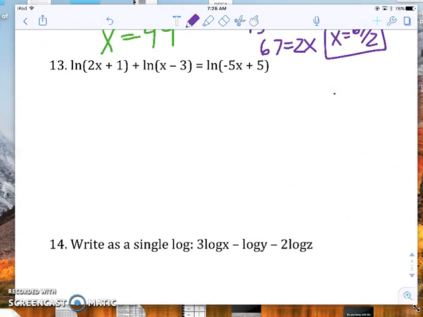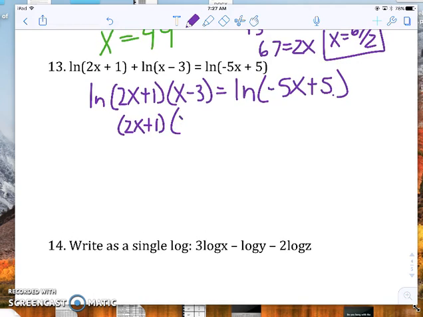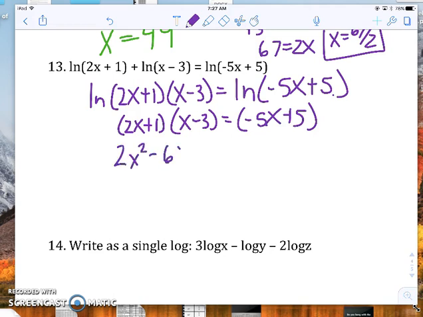And then number 13, solve this. So we have adding, so that goes back to multiplying. So the natural log of 2x plus 1 times x minus 3 equals the natural log of negative 5x plus 5. Well, it's natural logs on each side, so 2x plus 1 times x minus 3 has to equal negative 5x plus 5. So we do some distributing, so 2x squared minus 6x plus x minus 3 equals negative 5x plus 5. It's a quadratic, so set it equal to 0.